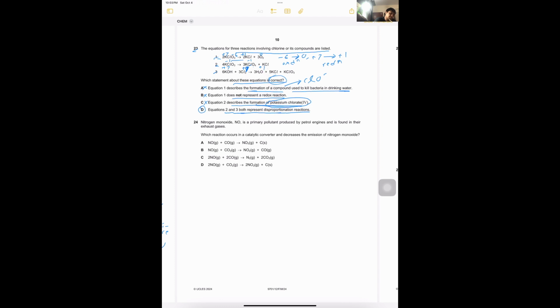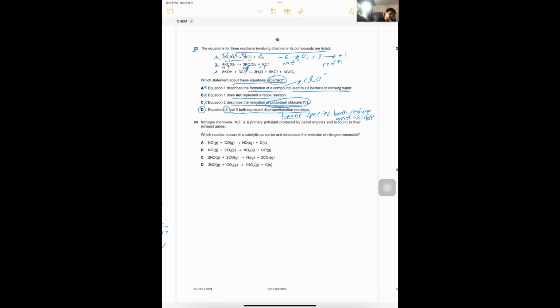So this is a disproportionation reaction where one species both reduces and oxidizes. So the 2 is correct.